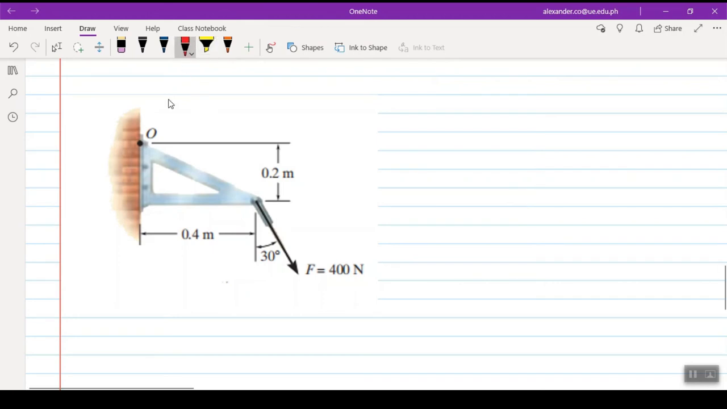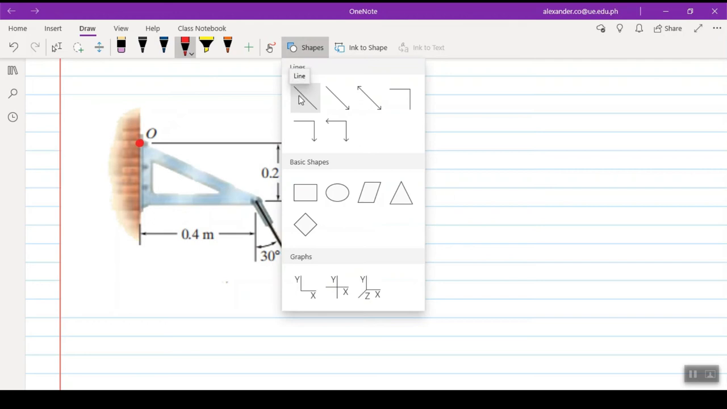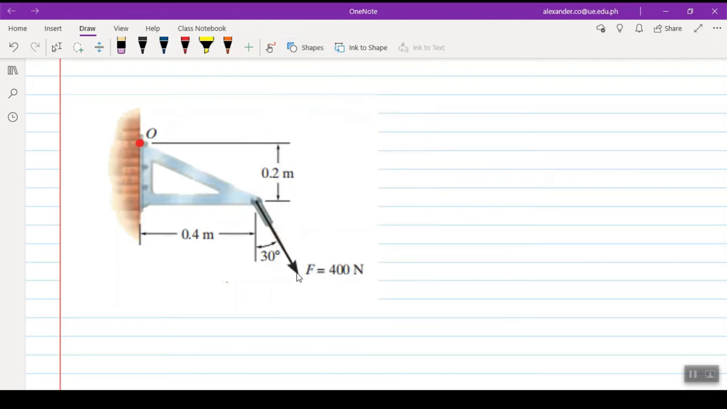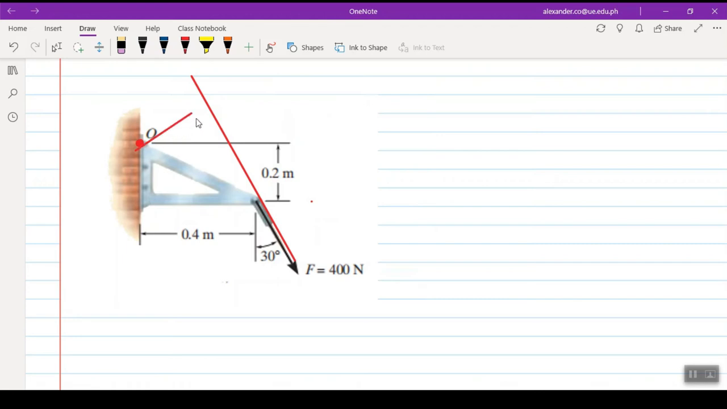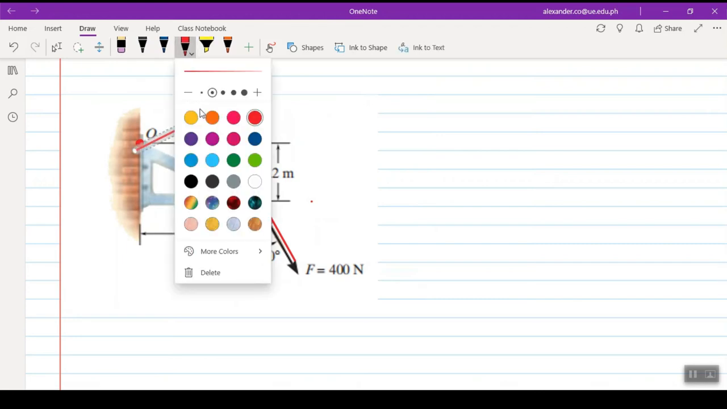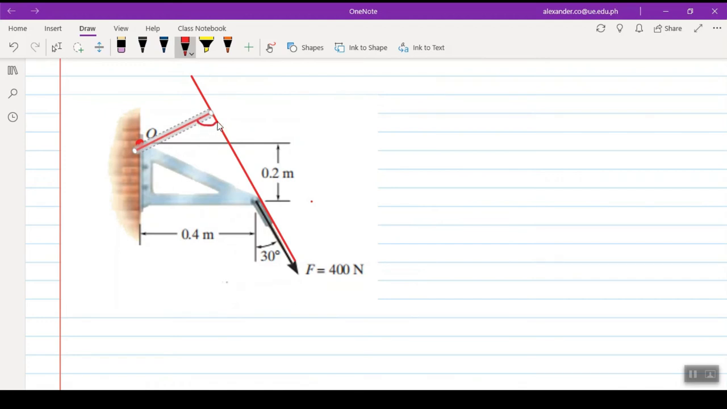So, ito yung susunod na problem. Ito naman yung point O. Okay. Ngayon, katulad ng sinabi ko kanina, ang moment is force times perpendicular distance. Ngayon, ito. I'll just draw that here. Yan yung force. Ano ang kanyang perpendicular distance? Ito. Given ba? Hindi natin alam to. So, hindi natin masasolve yan.